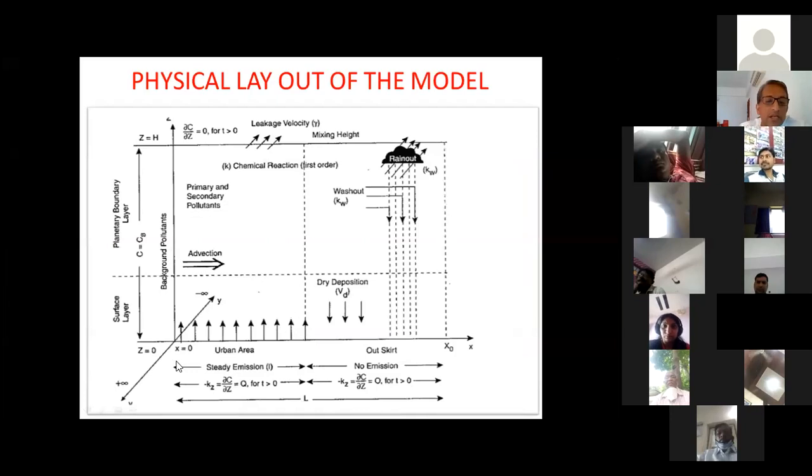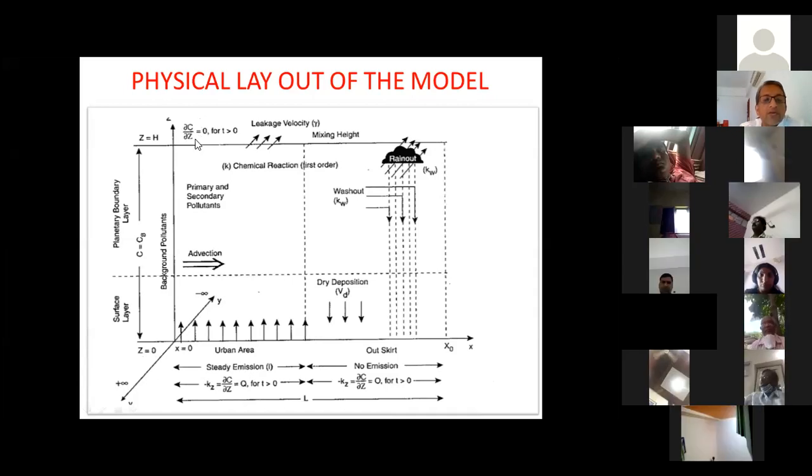And here we have X, and this is the emission from 0 to L, and then we have a crosswind, and then we have a background pollution, and these are the boundary conditions I mentioned here. And in the model we are discussing today, there is no chemical reaction and there is no washout phenomenon.